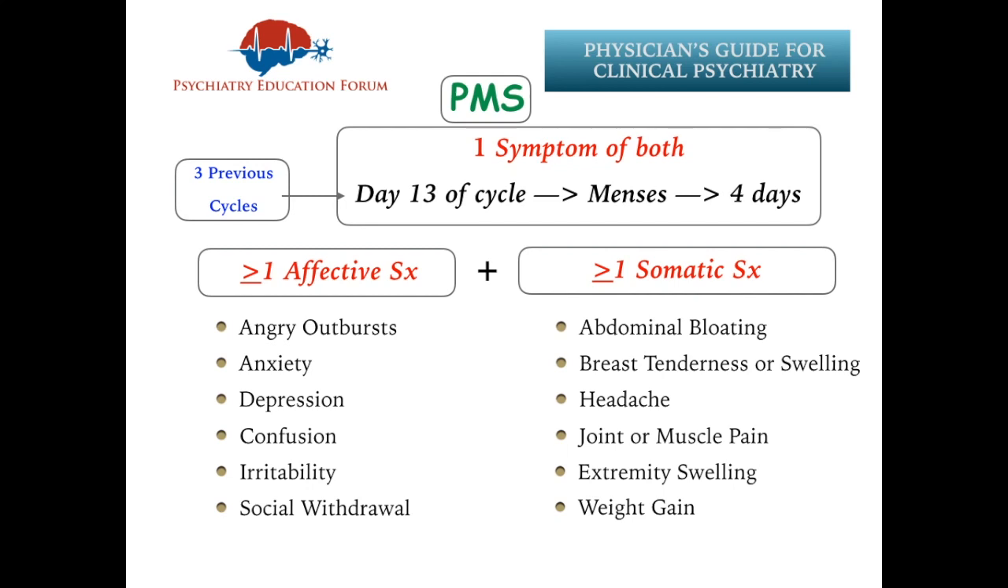Take a pause, look at it. First difference you will see is they have 1 affective symptom and 1 somatic symptom. Timeline is almost the same. Symptoms are almost the same, but to a lesser degree. Look at the blue box there. 3 previous cycles should be present. So it looks like PMS takes a retrospective approach. 3 previous cycles with the same symptoms, 1 affective symptom, 1 somatic symptom, you have the diagnosis of PMS.